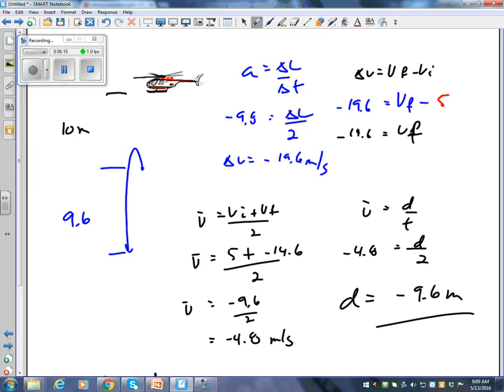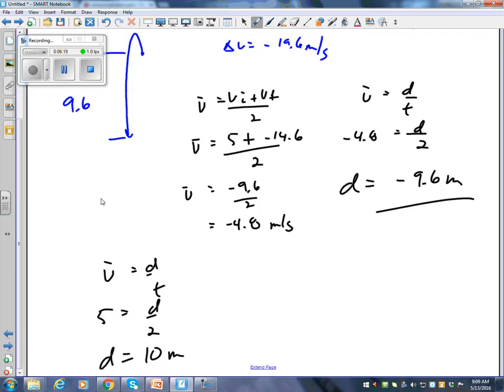There to there is 10 meters. So 10 meters up, 9.6 meters down, but the question says how far below. So I probably wrote something like dt is equal to 10 plus 9.6.